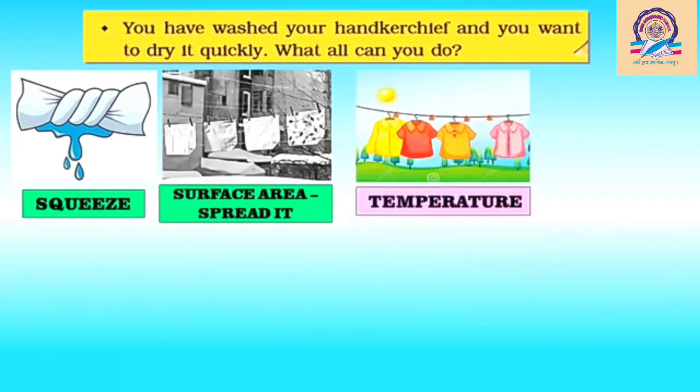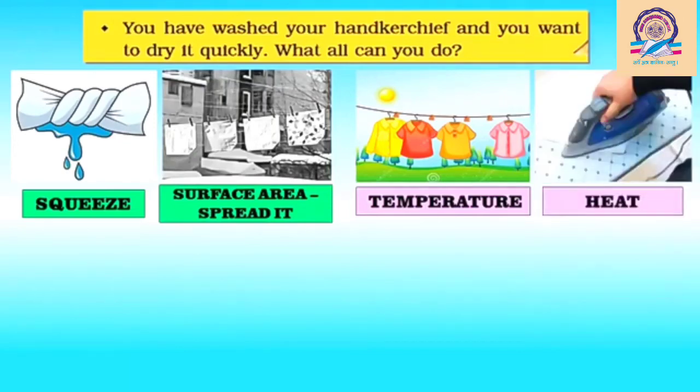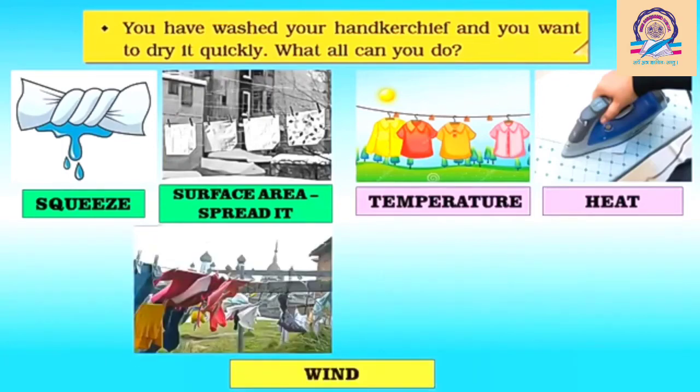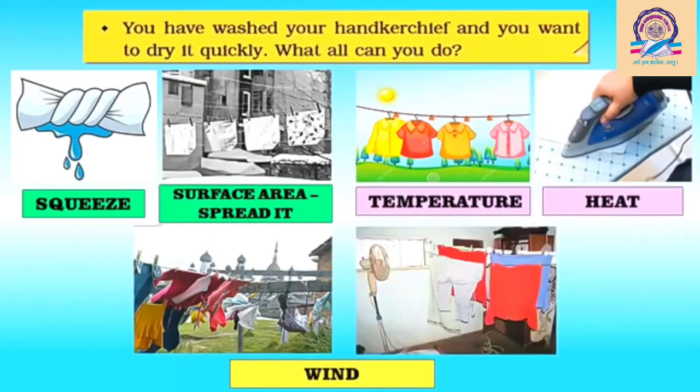Secondly, dry it in the sun because due to the heat of the sun, water will evaporate faster and the hanky will dry soon. And if it is raining and there is no sun, then you can iron it. Due to the heat of the iron, water will evaporate faster and the hanky will dry soon. Thirdly, if it is windy, then the hanky will dry soon. If there is no wind, no sun, you can dry it under a running fan because wind increases the rate of evaporation and your hanky will dry soon.